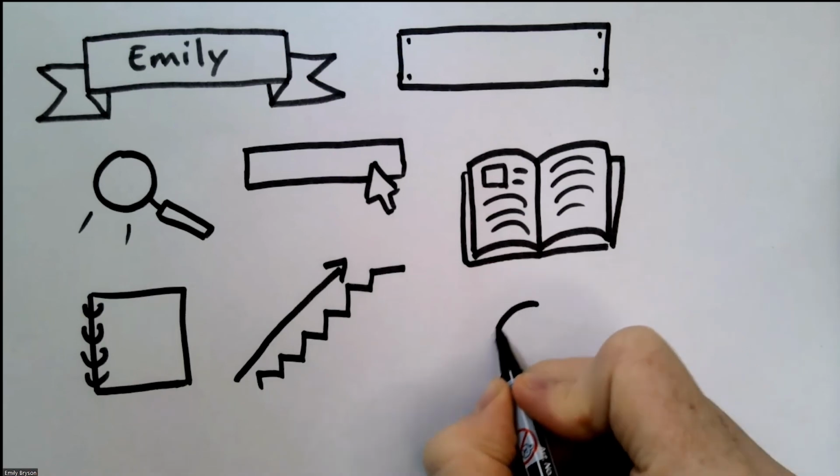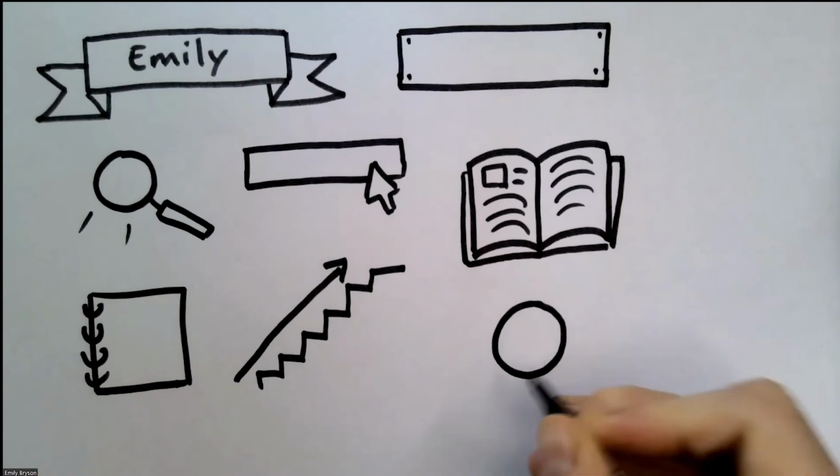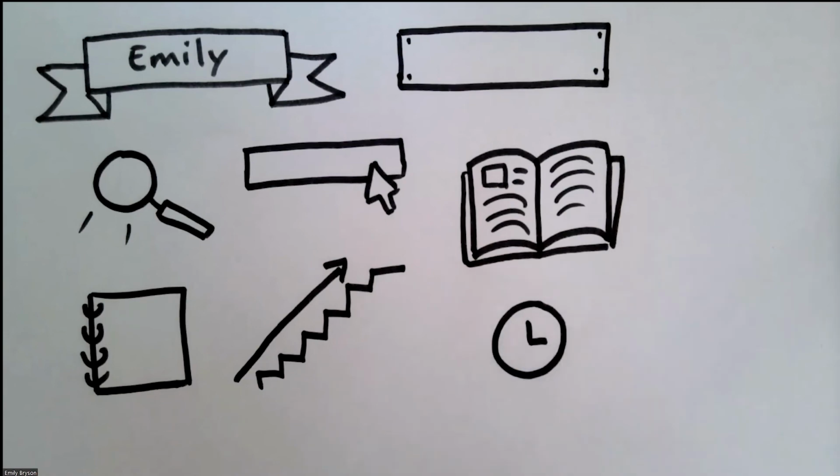If you want to draw a clock to represent time, it's literally just a circle and then an L in the middle.